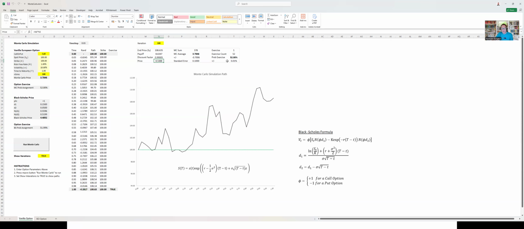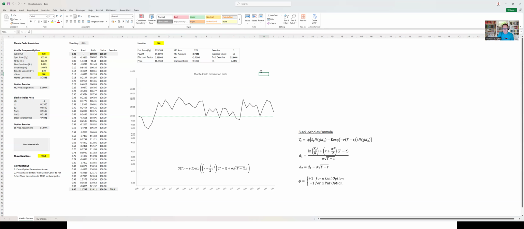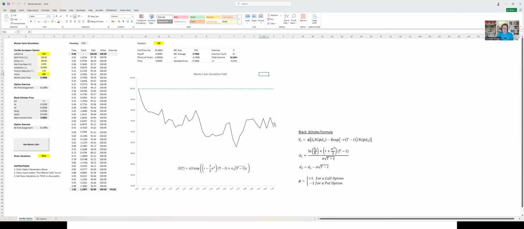I'm also working out here the probability of exercise. In this case I'm a call, so every time the stock price at maturity is above this green line, which is my strike, I'm going to exercise. When it's below, I'm not going to exercise. I'm just going to count how many simulations we would exercise the option, because I want to work out the probability of exercise as well. So let's get one simulation. I'm using Shift F9. You can see in this one the asset price finished below the strike. It didn't exercise, so exercise was false, 0, and that wouldn't have been added to the count.